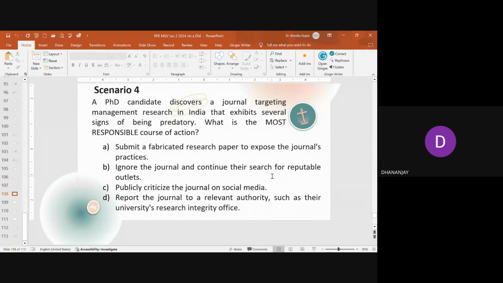The best way is to ignore it. Ignore it and continue. Maybe don't submit it. You find out, research it out. If it is predatory, then don't go after it. We can prevent ourselves this way, but what about others? Better is to report the journal to the relevant authority, so that we can safeguard not only ourselves but others also.